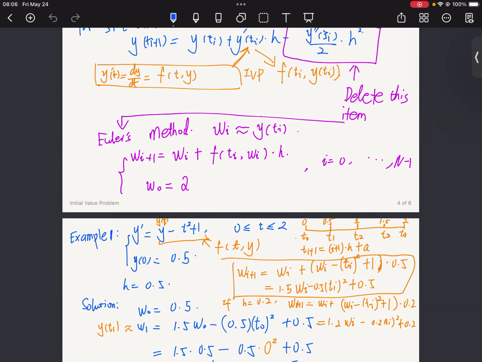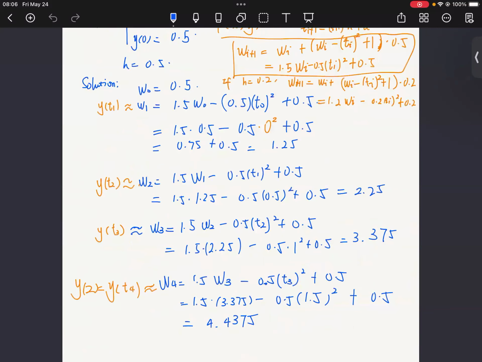There's one question asked by a student after the class. The student asked, what is your solution to this problem? You get W0, W1, W2, W3, W4, and what's the solution? Is this the final solution? The answer is no. So these are all solutions, W0, W1, W2, W3, and W4. And now let me draw the picture here.